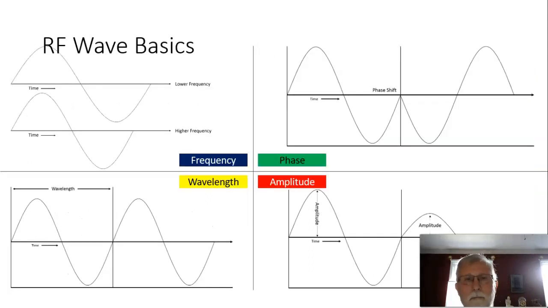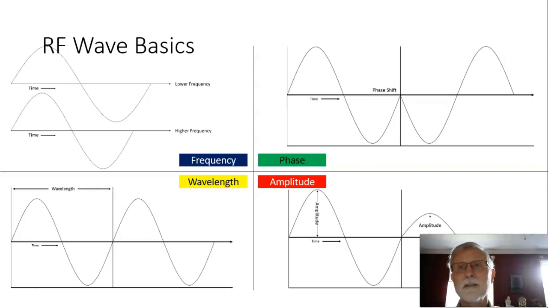Now, some of the basics of this: you've got a whole series of waves here. You've got the frequency. And basically, what is that? That is how fast the signal is going over time. The lower the frequency, the longer the wave; the higher the frequency, the shorter the wave.